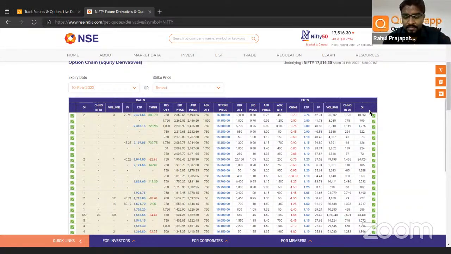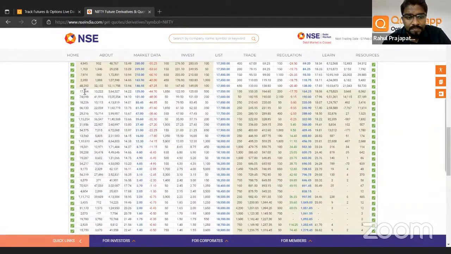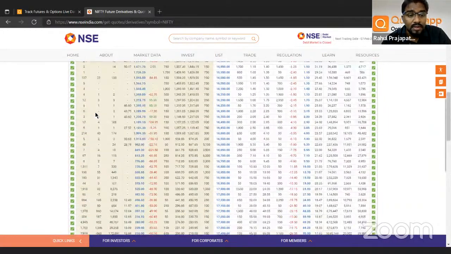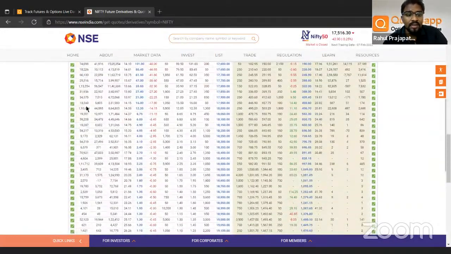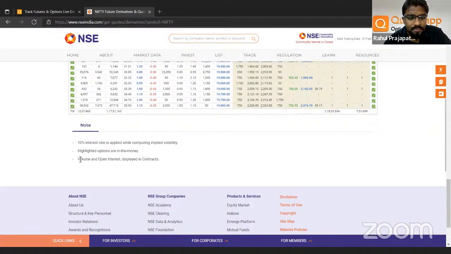On the right side, you will get the put option data specifically, and on the left side, the call option data. Whenever you see change in open interest and open interest, here they have mentioned it in lots. These are the lots that have been traded. Earlier, when NSE used to publish this, they used to show the quantity here. If you go down, you'll see that open and volume and open interest are displayed in contracts, right?